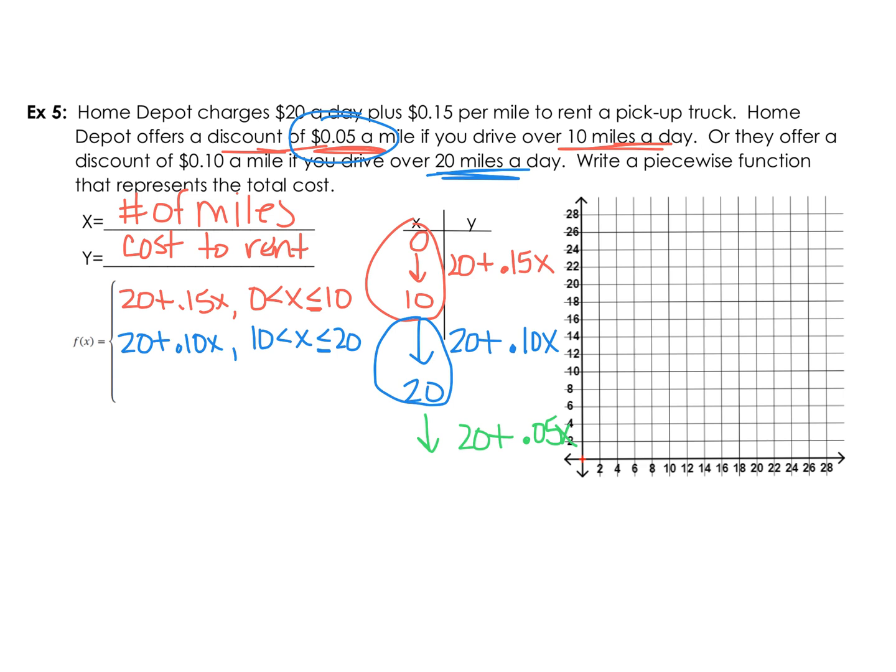Then the last equation, 20 plus 0.05x, that's going to occur for all of your x values that are greater than 20. So anytime you go above 20 miles. And there's your function. Again, I'm not going to worry about the graphing so much, because on the assignment you're going to be matching the graph, and hopefully you can do that once you've got your equations.